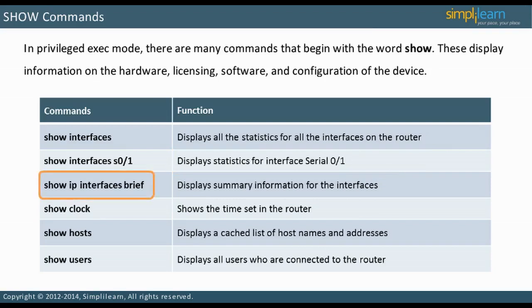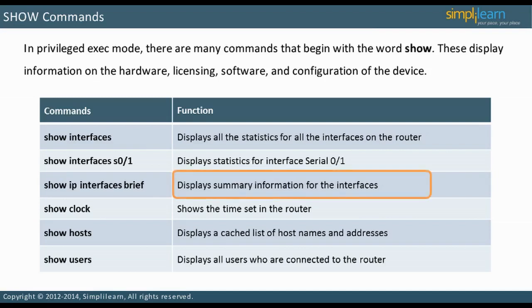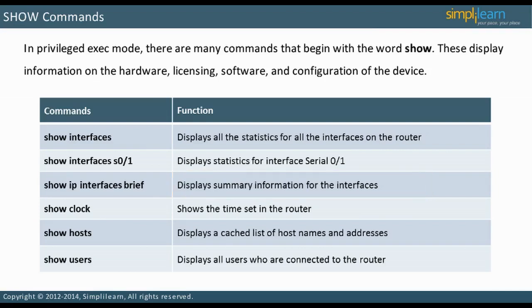The show ip interface brief command is probably used more than any other IOS command. It displays summary information for the interfaces. This command is used most often to check that all appropriate interfaces are up and up, meaning both Layer 1 and Layer 2 interface functions are okay.